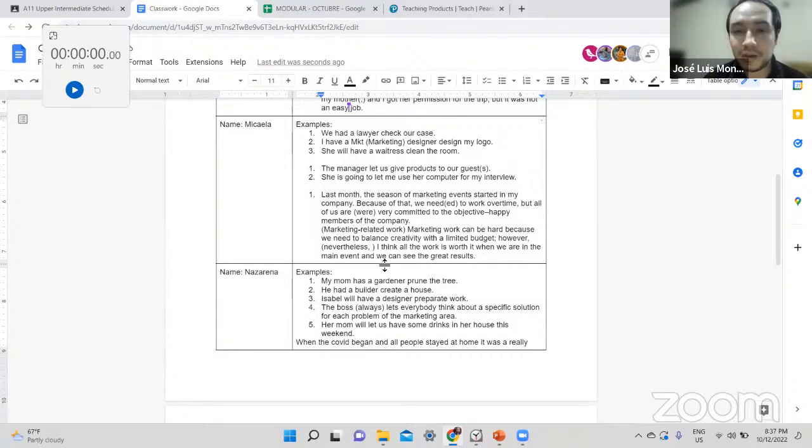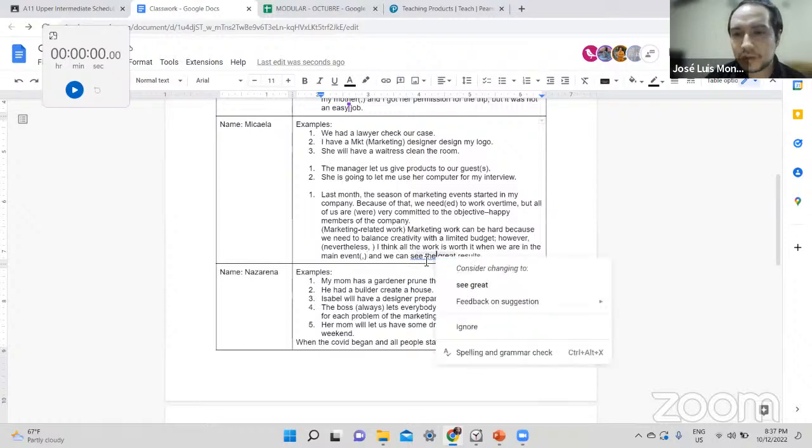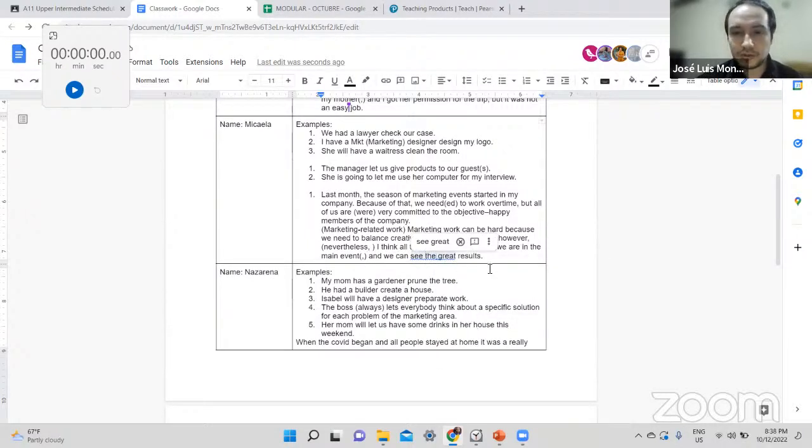When we are in the main event and we can see the great results. Very good. And here, this is optional, okay? This comma is not obligatory, but it's optional if you want to connect these ideas and put emphasis on the fact that this is another event. And we can say the great results. No, it's okay, all right? This is not going to be a mistake. You can have that in parentheses. You can clarify that it's only one set of results. Just that one for you, Michaela.